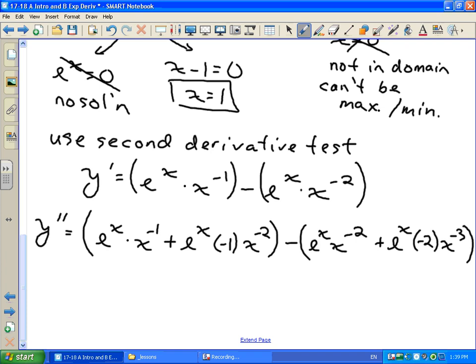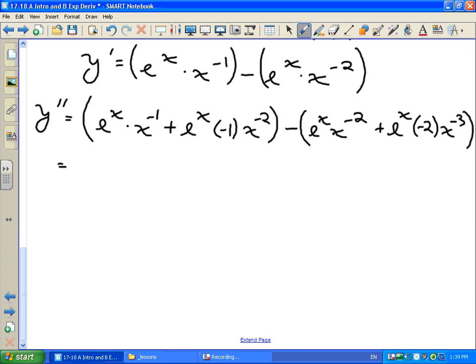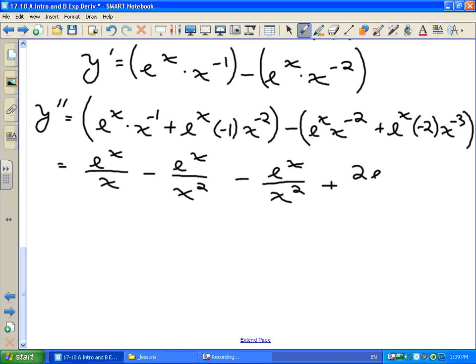And now we just want to simplify this thing a little bit. We can, let's see, e to the x times x to the negative 1 is just going to be e to the x over x minus e to the x over x squared. So that's those first two terms. And then minus e to the x over x squared. And then minus and minus 2 is going to give us a plus 2e to the x over x cubed.